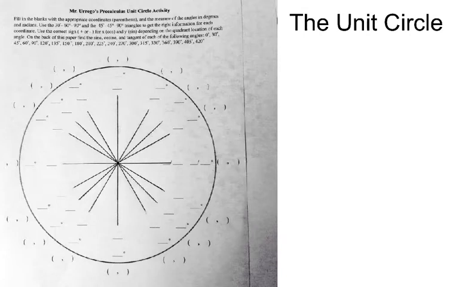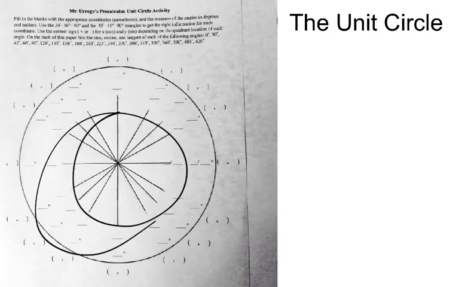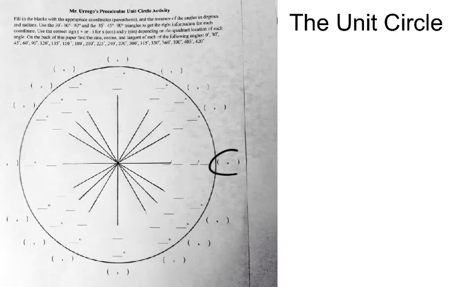I have my unit circle here. It's blank. There's nothing around it. We're going to fill in every single one of these coordinate pairs, okay? Ordered pairs.